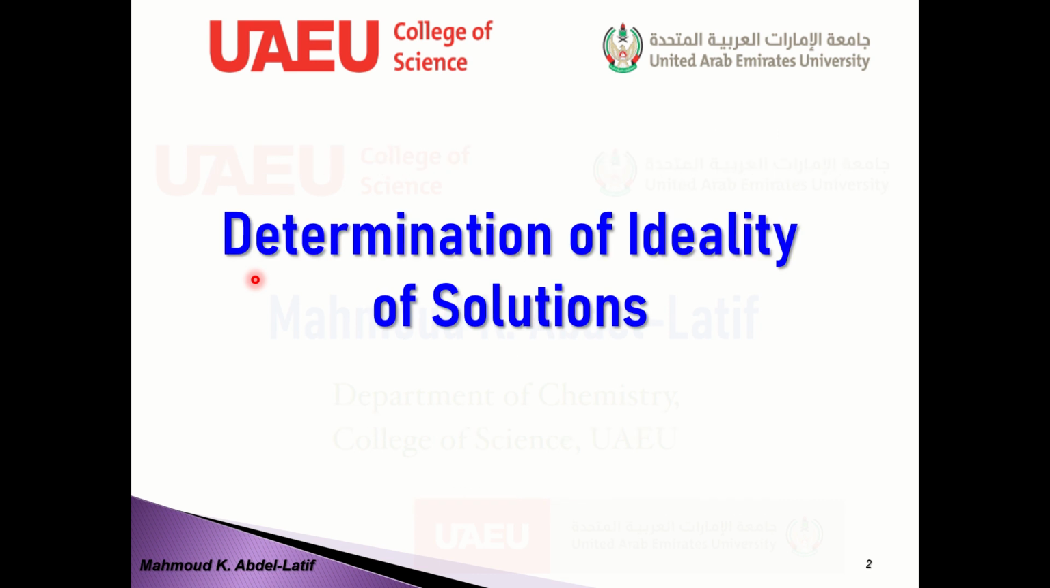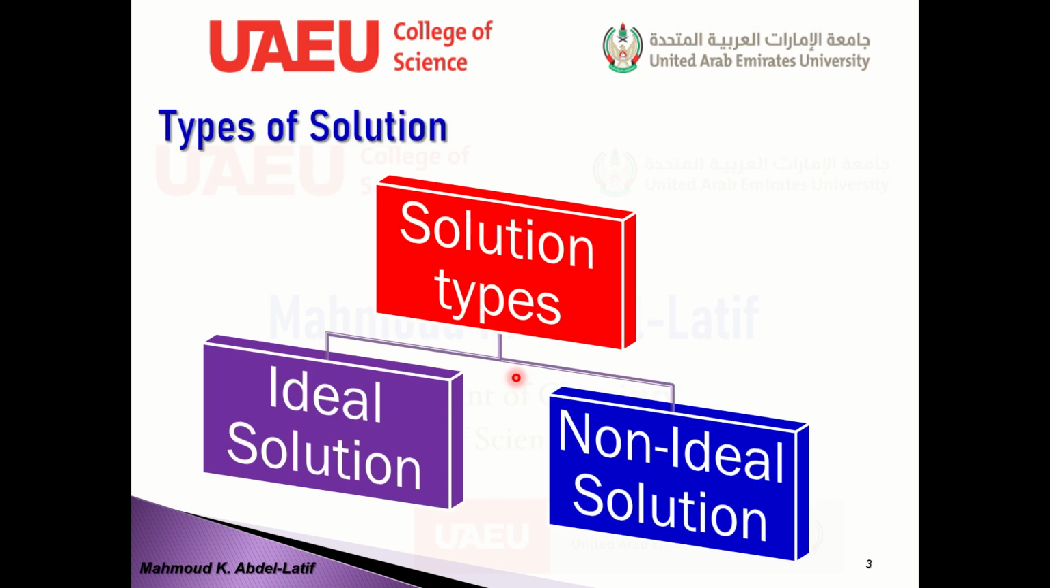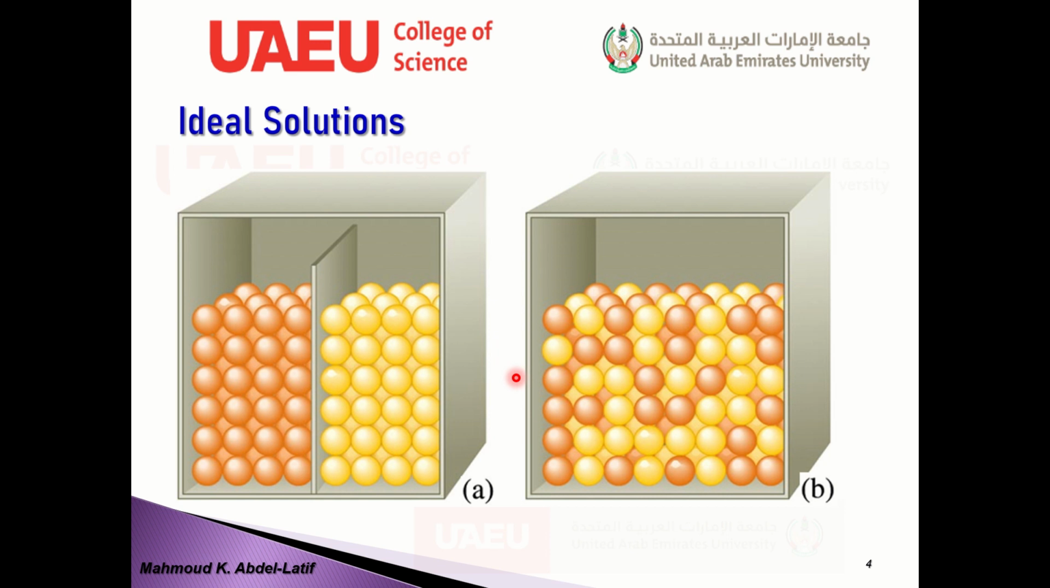The first experiment in the physical chemistry lab 1 is the determination of the ideality of solutions. We can determine the ideality of a solution using different properties, and the property for today will be the viscosity. As you see from the title, it is just to determine the ideality of solutions. We have two types of solutions, ideal solutions and non-ideal solutions, and the difference between them will be clear in the next slides.